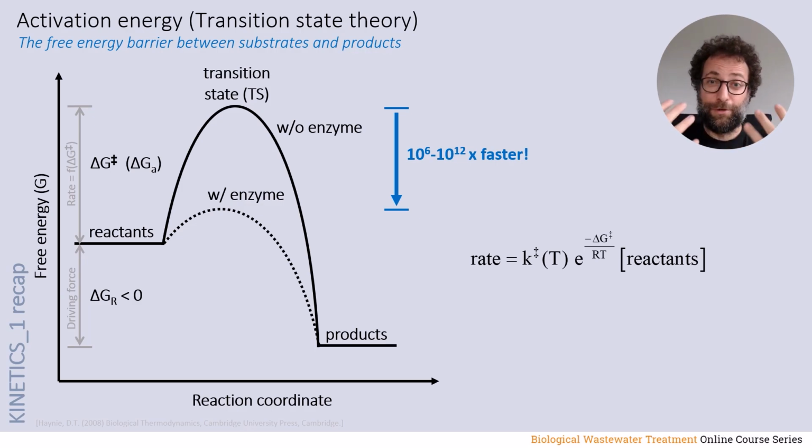In the perspective of the activation energy, we also acknowledged the very essential role of enzymes in lowering the activation energy and allowing reactions 6 to 12 orders of magnitude faster at ambient temperature and pressure as compared to the same reactions in the absence of enzymes. And this is the very reason why life can exist on Earth.